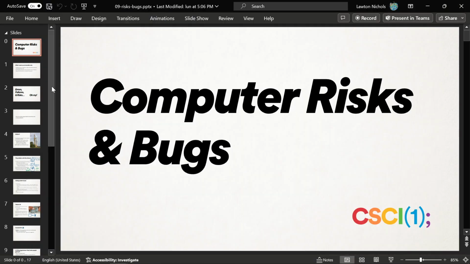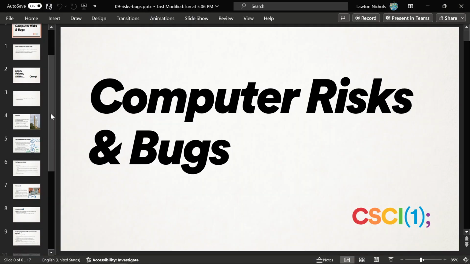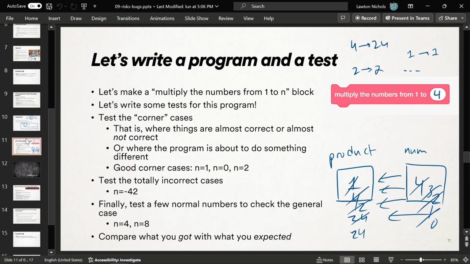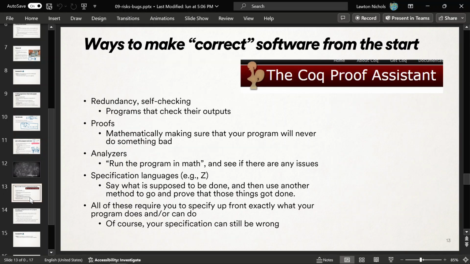So yeah, let's finish up these slides. We talked about horrible things, issues with computers, and then we slowly started talking about how do we fix the issues? How do we make sure that programs work when we write them? How can we gain confidence in them? One way is testing. The other way is verification.